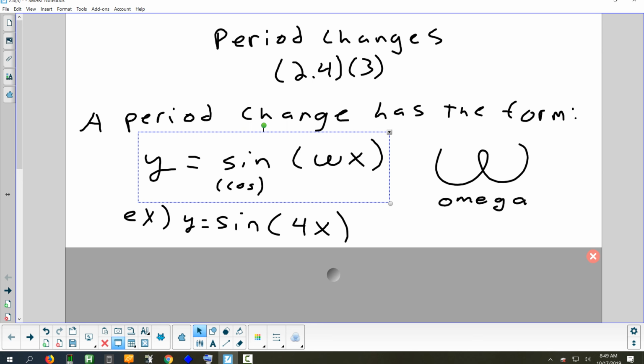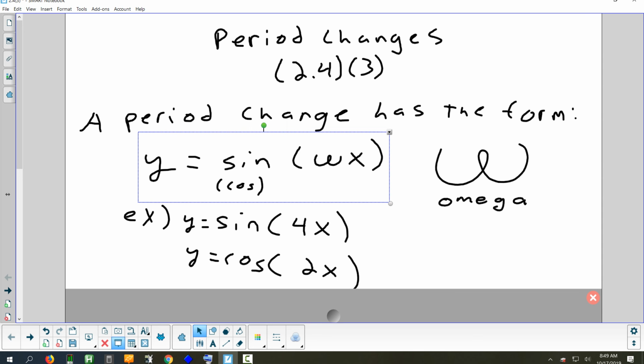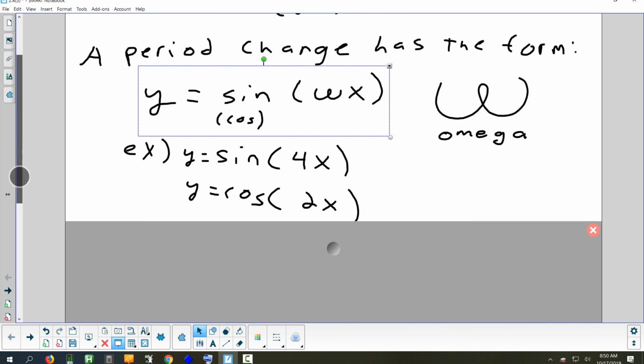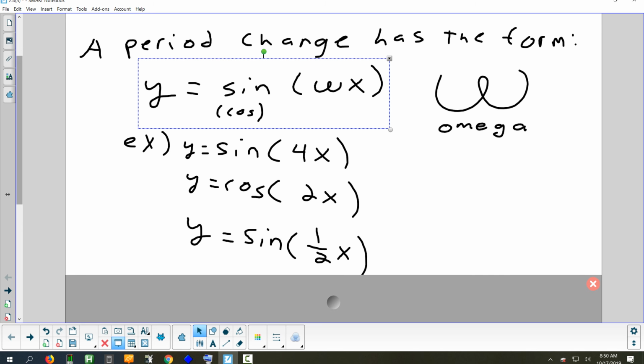I think yesterday when we did amplitude, I might have used an A for amplitude. The reason I don't want to use P for period change is because we already had a phase shift, so we might mix them up if we use the letter P. So we just use something different. These are both examples of period changes: sine 4x, cosine 2x, sine 1/2 x. They're all multiplying, but the difference is where. It's inside the parentheses. Even if you took the parentheses out, this is still the same thing.